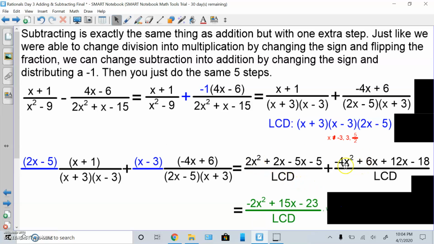So 2x squared minus 4x squared is -2x squared. 2x minus 5x is -3x. -3x plus 6x is 3x. 3x plus 12x is 15x. Then -5 minus 18 is -23. Then don't forget your restrictions. So this here in green is your final answer.